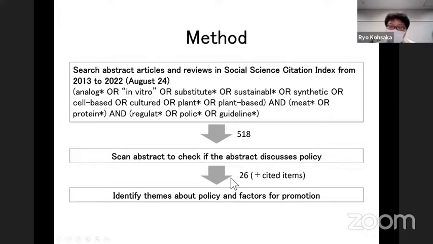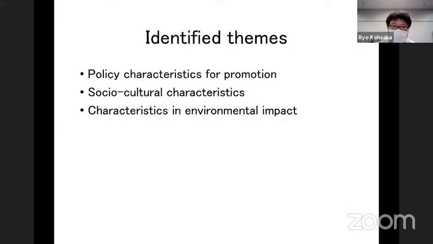Then I looked through the abstracts to find the literature that has some discussion over the policy to promote cultured meat and other meat alternatives. Now I try to find the themes about the policy promotion of cultured meat and plant-based meat alternatives. I also add that part to my presentation, and I try to add that to the literature review I'm going to write.